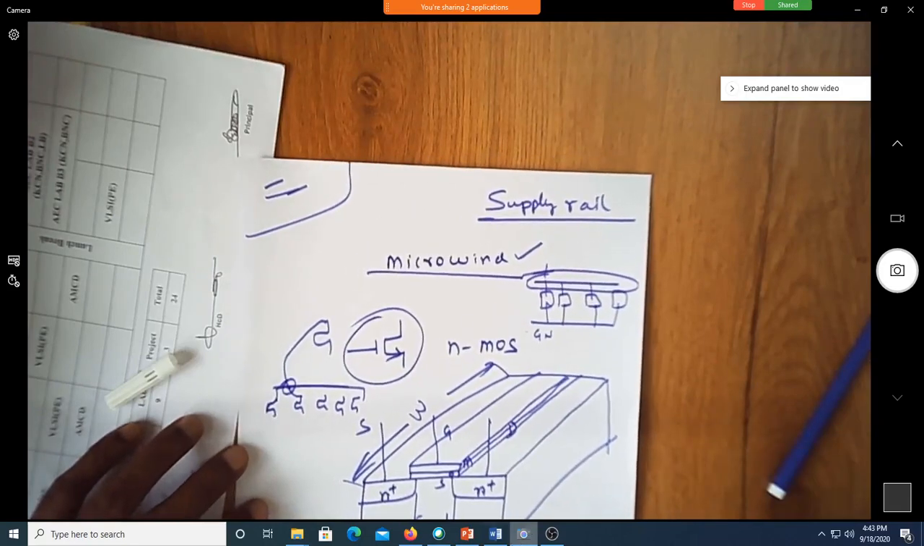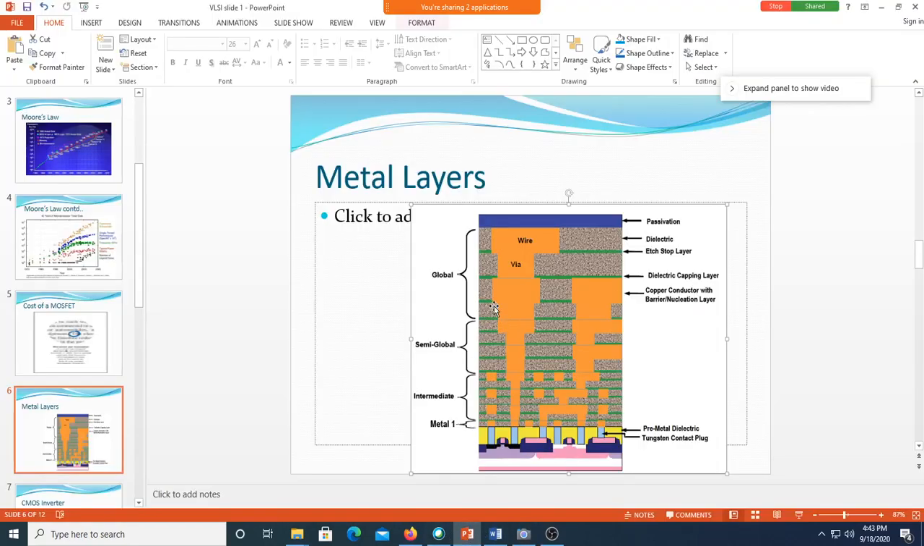Can you see this is global, semi-global, and intermediate? Intermediate lines may be specifically required for the adjacent components. For semi-global, something like a clock may be required for some part of the circuit but not for some other part. So depending on what is required, whether it is globally required or not that much, you put them at the global level, semi-global, or intermediate level.